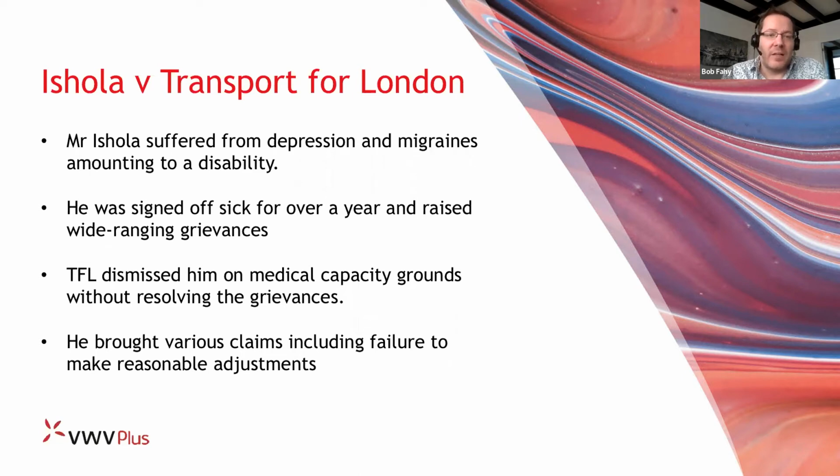And he brought various claims, including a failure to make reasonable adjustments. And his argument was that dismissing him for incapacity while a grievance was outstanding amounted to a PCP of requiring him to return to work without a proper investigation into his complaint. And this is another case that went all the way to the Court of Appeal.